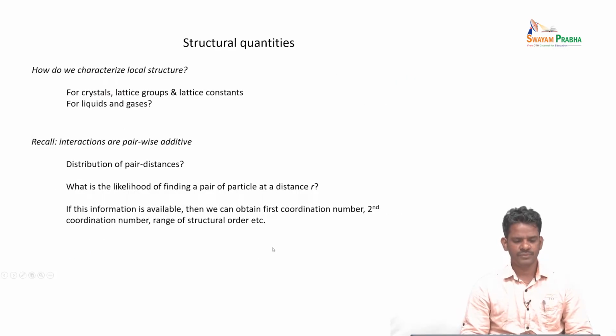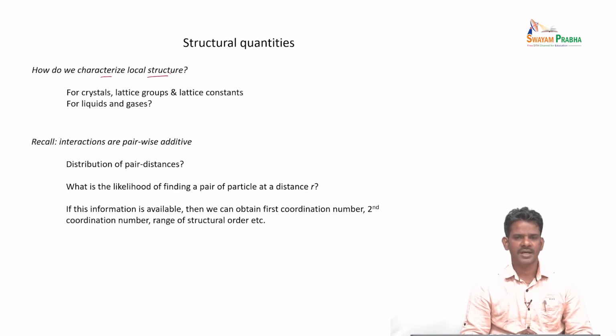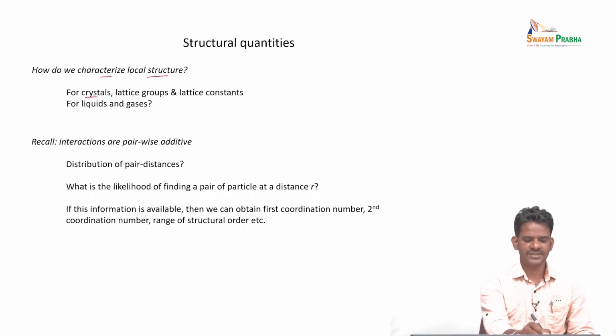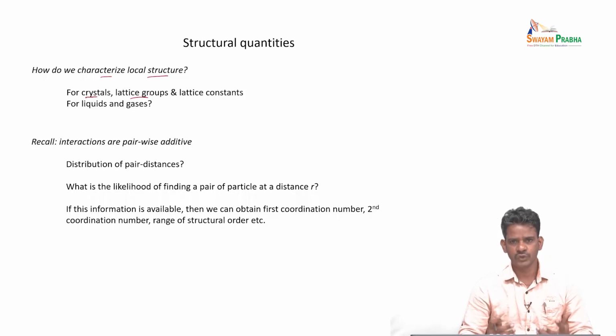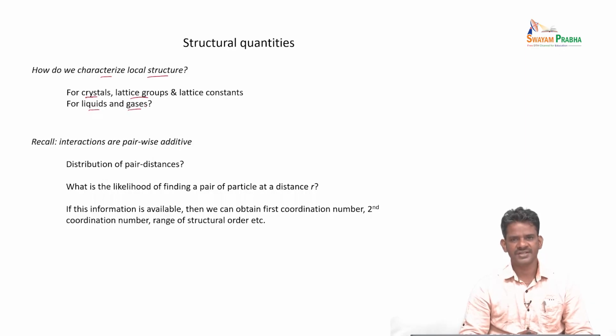If you think about how we really characterize the local structure of a system, what I mean by a system is a collection of N particle interacting system. As far as crystals are concerned, we know that we use lattice groups and lattice constants, and then we specify the local periodic order in a crystal. But when you go to liquids and gases, such lattice concepts cannot be used because liquids and gases do not have long range order like crystals. So, how do we go about characterizing liquids and gases in a simulation?